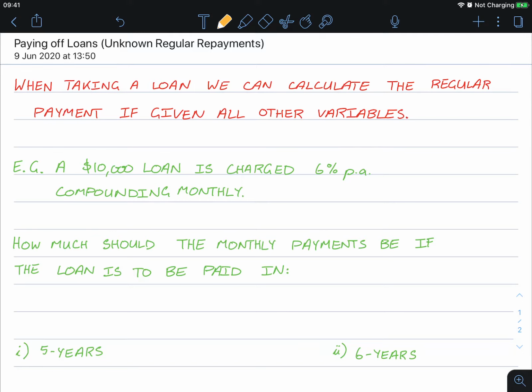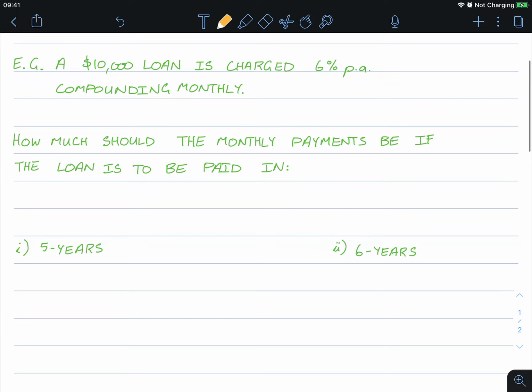Hello class, this is a video tutorial on paying off loans, and in this video we'll be looking at calculating unknown regular repayments. So when taking a loan, we can calculate the regular payments if given all other variables. So let's get straight to it.